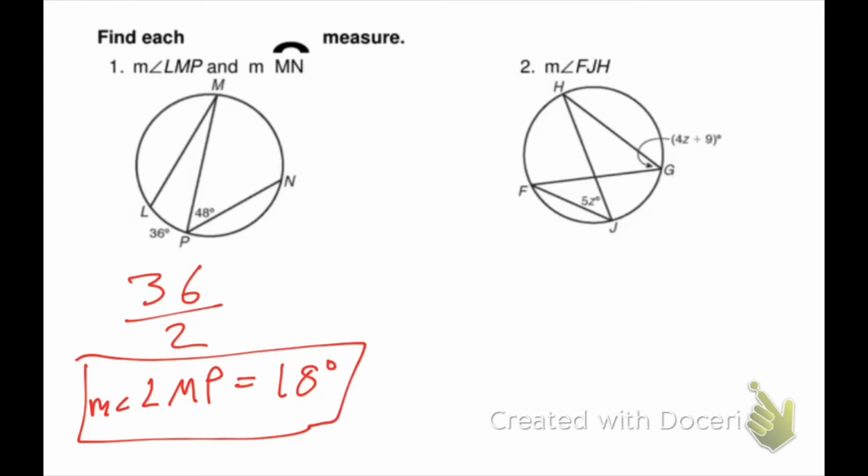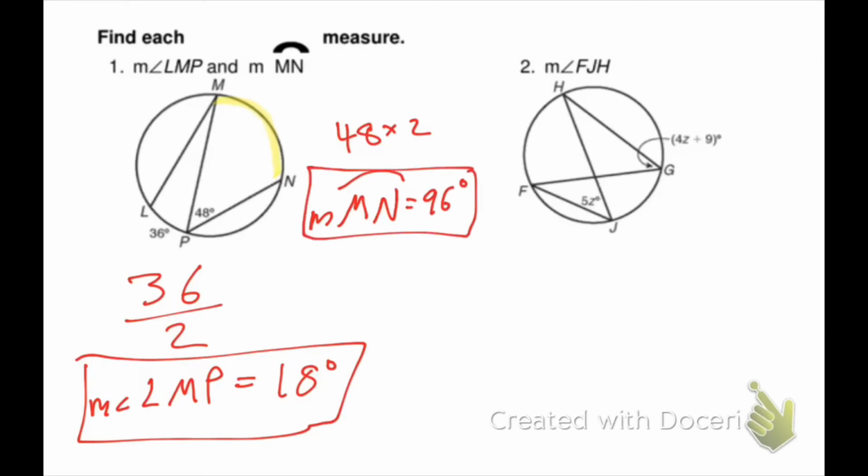Now let's look at the measure of arc MN. Well, if the inscribed angle is 48 degrees, to find the arc MN, I take 48, multiply by 2, and I'll get the measure of arc MN is going to be equal to 48 times 2, which is 96 degrees. So it's that simple.